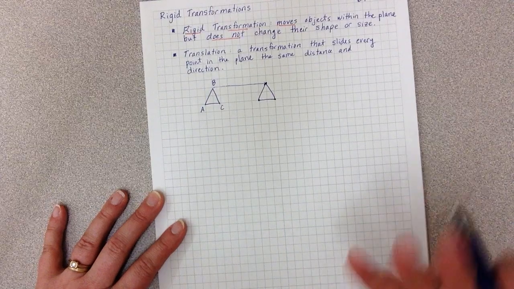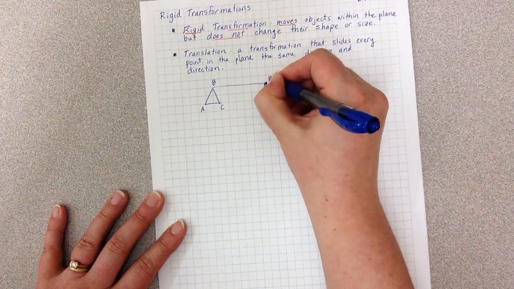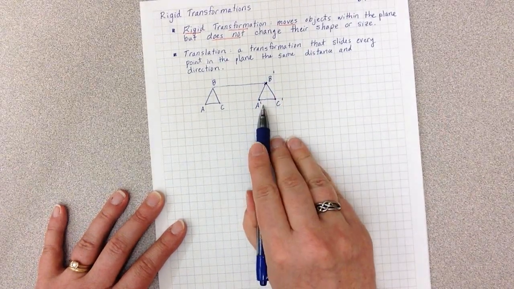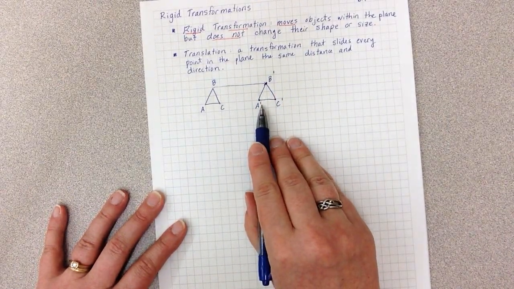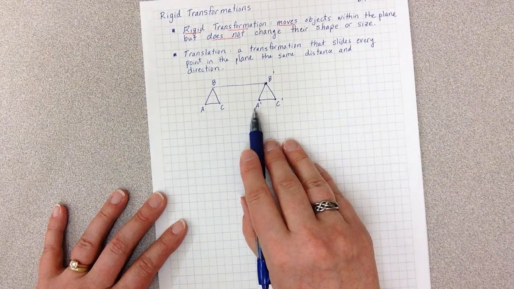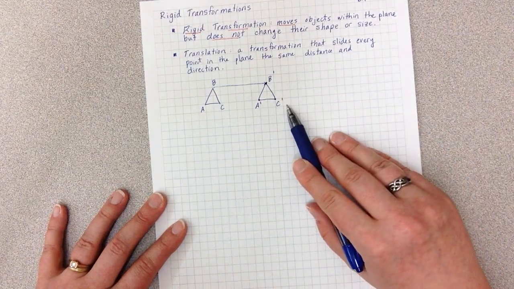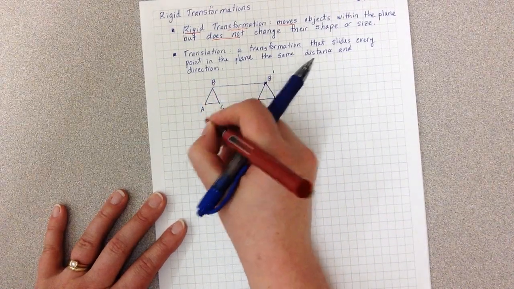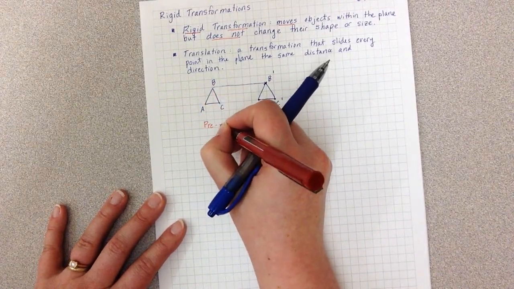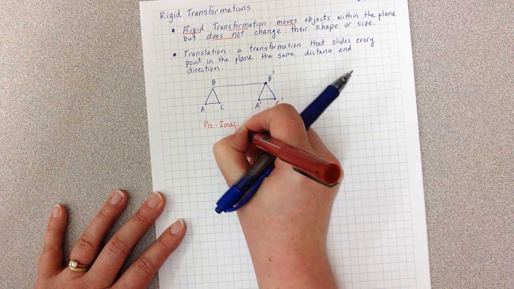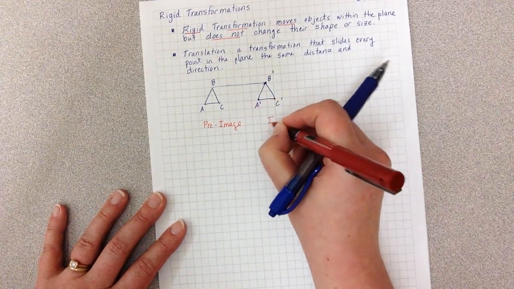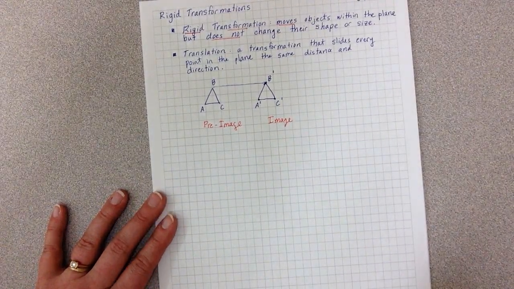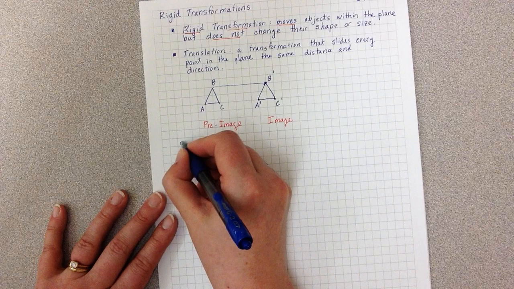And now I have to name this new triangle. And we name them by using this lovely symbol that looks like an apostrophe, but it actually is named prime. So A prime, B prime, C prime. And we call this first triangle the pre-image, and the second triangle the image. And we'll talk about those definitions in a little bit more detail shortly.